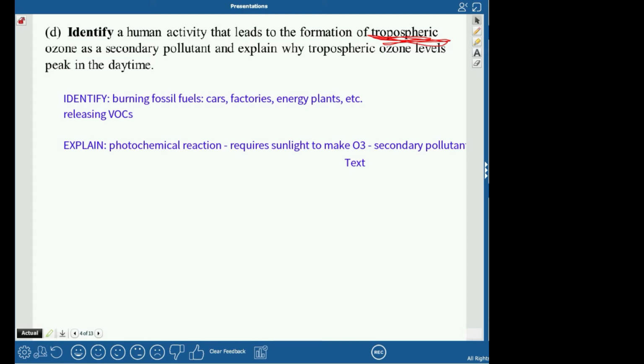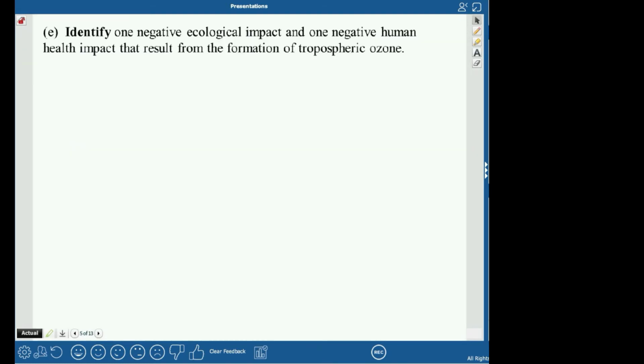Okay, and then I think this question had one more part. Yes. They want you to identify an ecological impact, and since they ask you to identify, you don't have to explain it. You just have to identify what is something that is a negative ecological impact of tropospheric ozone, and then a negative health impact. That's a perfect health impact.